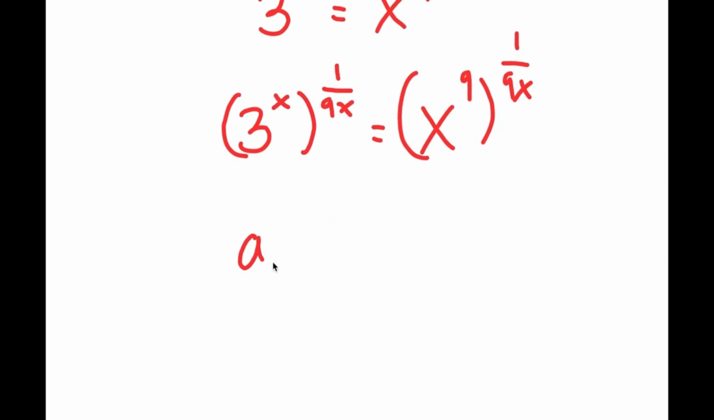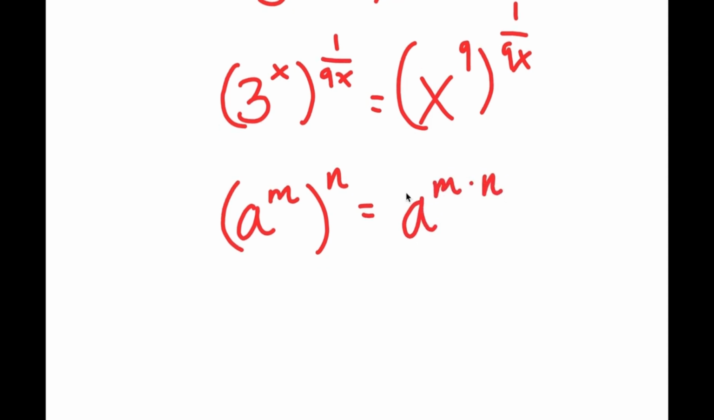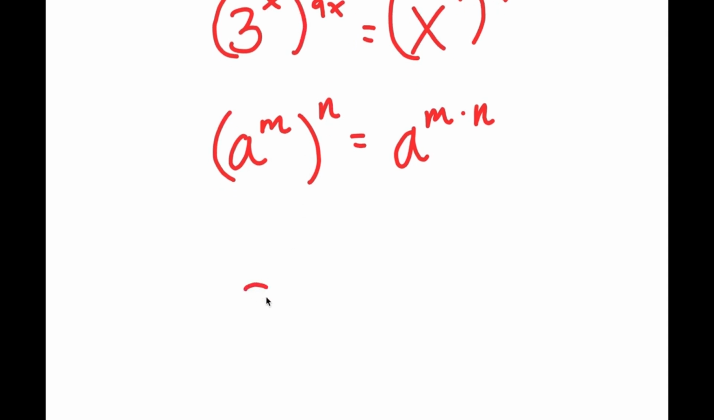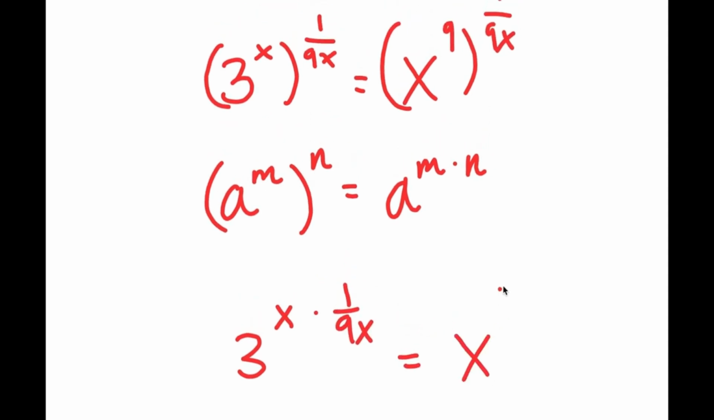And if I have something in the form a to the power of m, to the power of n, this is equal to a to the power of m times n. So 3 to the power of x, to the power of 1 over 9x, is going to equal 3 to the power of x times 1 over 9x. And this is going to equal x to the power of 9 times 1 over 9x.